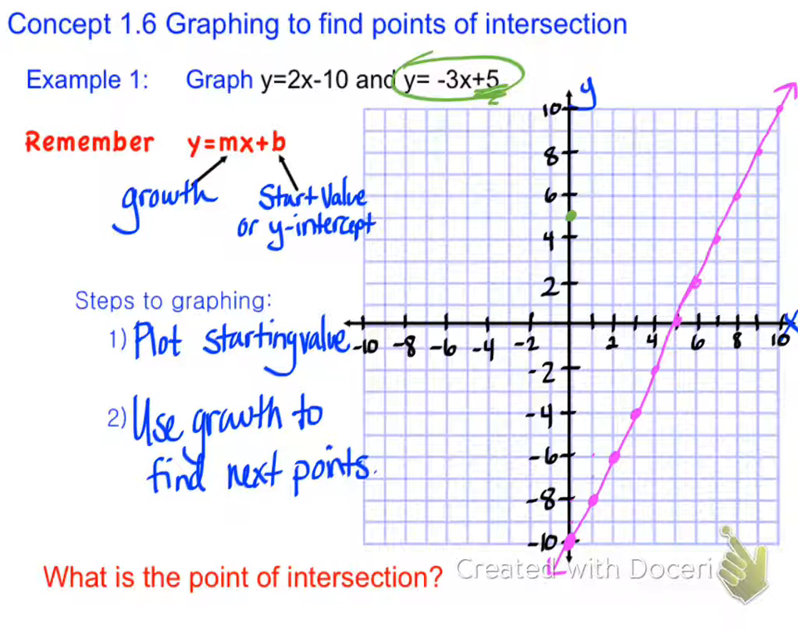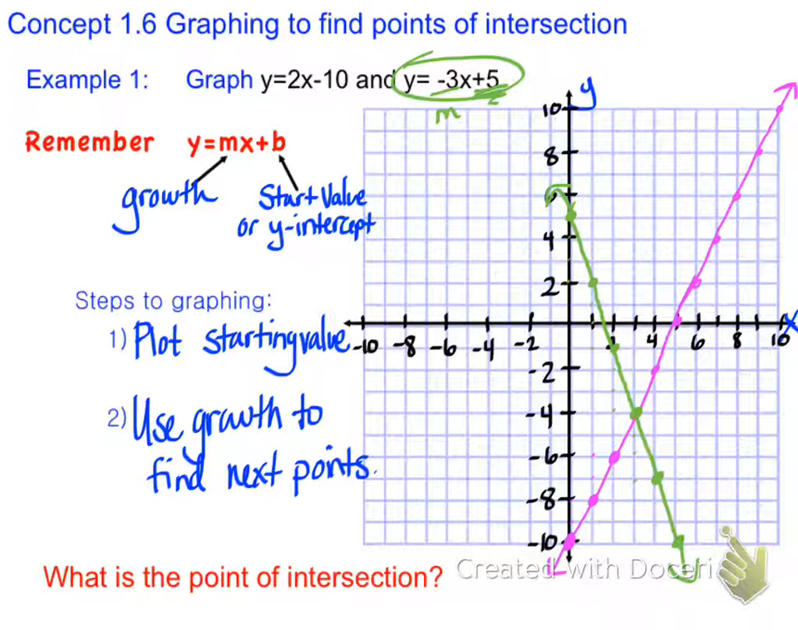That's where we start. Now in this case our m value is negative 3, so that means we're going to grow by negative 3. So I'm going to walk down 1, 2, 3, and I'm going to go over to the next value for x. And I'm going to repeat that process over and over again. I'm going to go down 3 and then over 1. And I'm going to plot and continue until I get enough points to draw a nice straight line. So now I have both these graphs using their starting value and their growth.